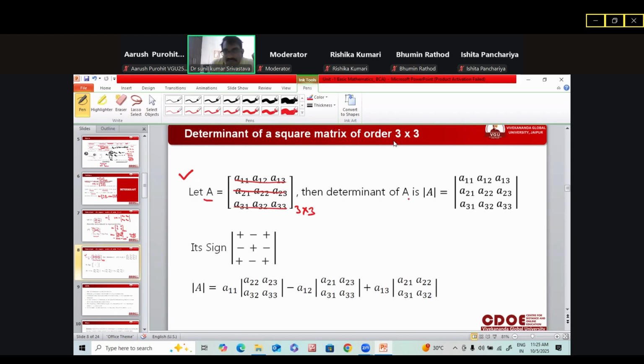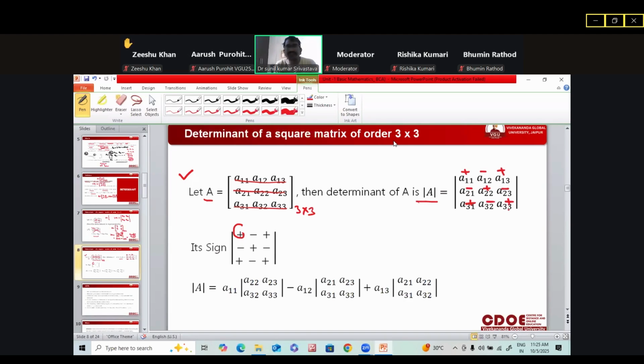So the determinant of A is equal to, in vertical lines, all the elements A11, A12, A13, A21, A22, A23, A31, A32, A33. We have to know the pattern of signs of every element. The first element has a plus sign, then minus, plus; the next row is minus, plus, minus; and then plus, minus, plus. This is the sign of any element.